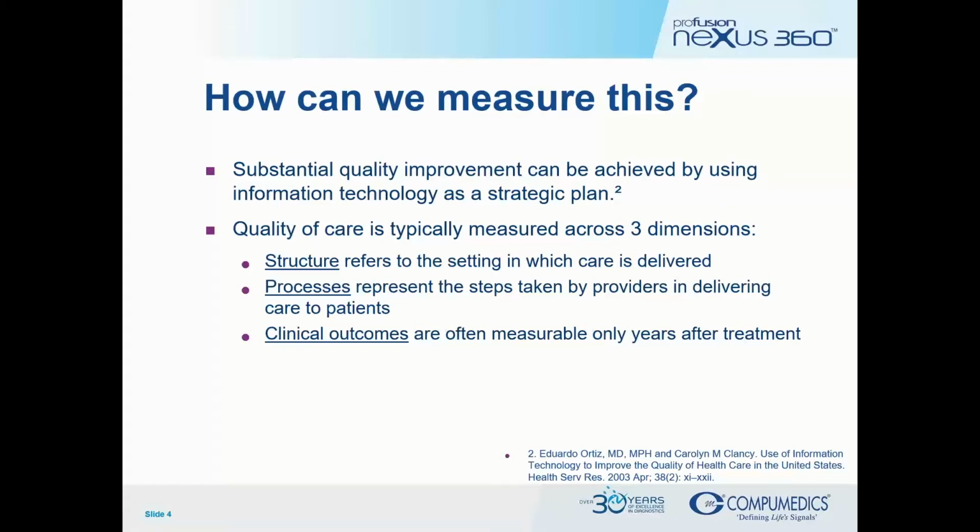And the quality of care is typically measured across 3 dimensions. Structure refers to the setting in which care is delivered. Processes represent the steps taken by providers in delivering care to patients. Clinical outcomes are often measurable only years after treatment. So common measures for quality improvement are most often tied to structure and processes of care within the control of the healthcare system. And today we're going to review the quality measures that lab managers have indicated are critical to consider when evaluating a lab management software.